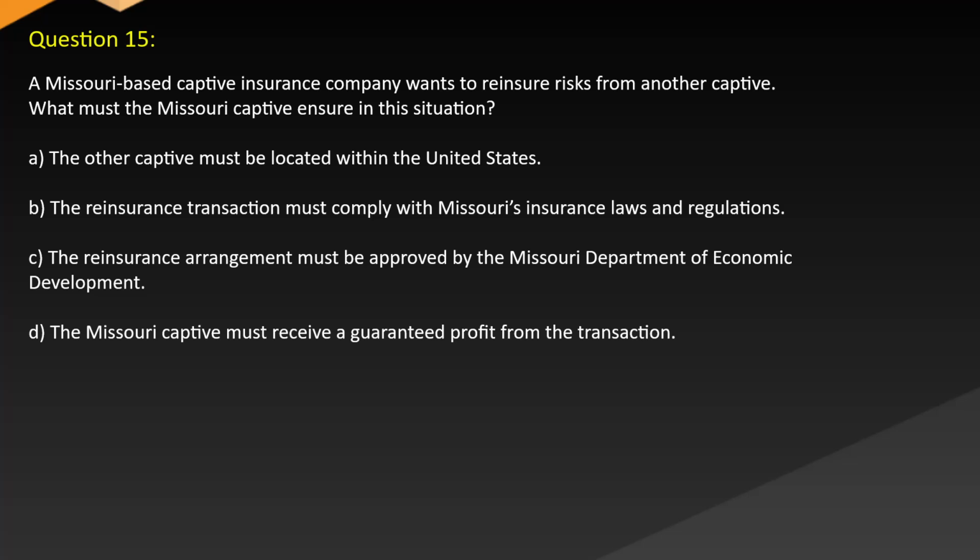What must the Missouri captive ensure in this situation? A. The other captive must be located within the United States. B. The reinsurance transaction must comply with Missouri's insurance laws and regulations. C. The reinsurance arrangement must be approved by the Missouri Department of Economic Development. D. The Missouri captive must receive a guaranteed profit from the transaction.